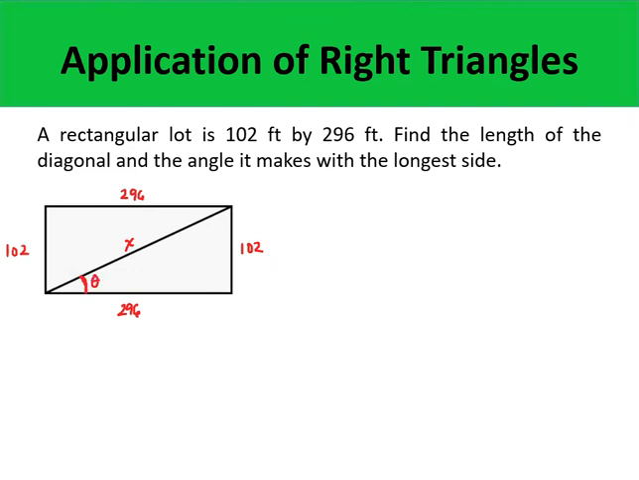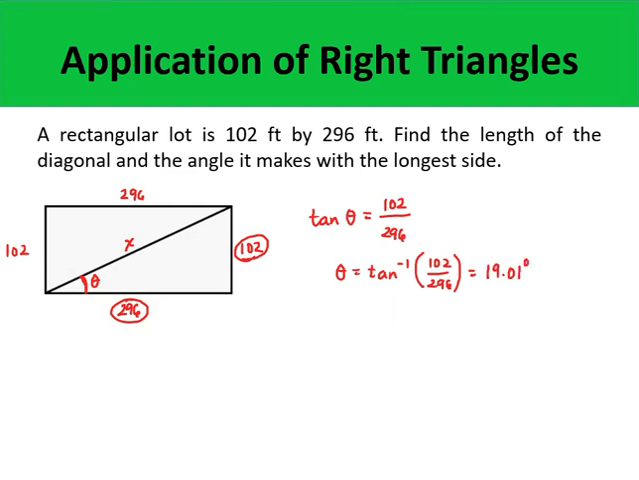So if this is angle theta, we can make use of the opposite side, which is 102, over the adjacent side. So it's going to be tangent of theta is equal to the opposite side over the adjacent side. So to solve for theta, we can make use of the inverse tangent of 102 over 296. So using our calculators, that's going to be 19.01 degrees. So that's the angle created by the diagonal of the rectangle and its longest side.